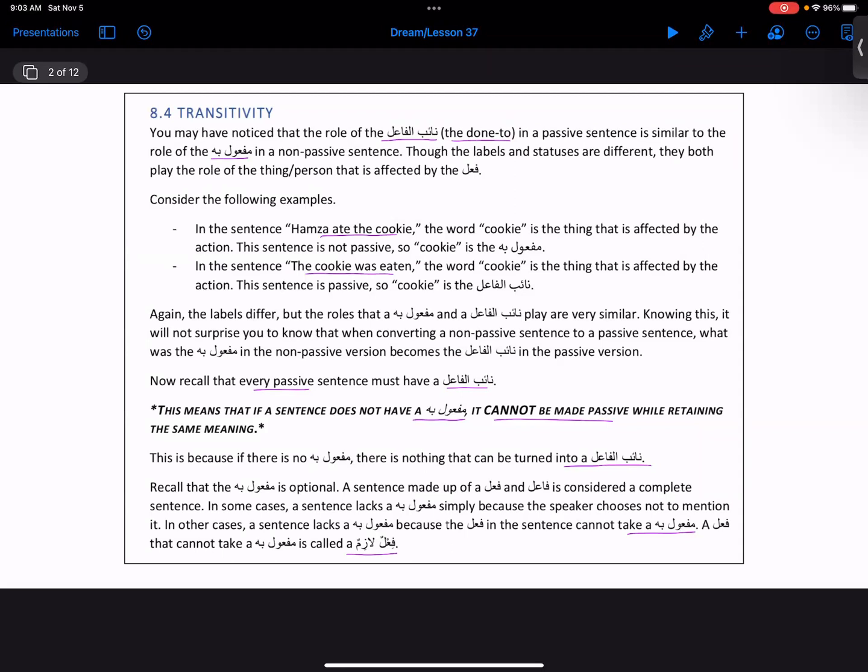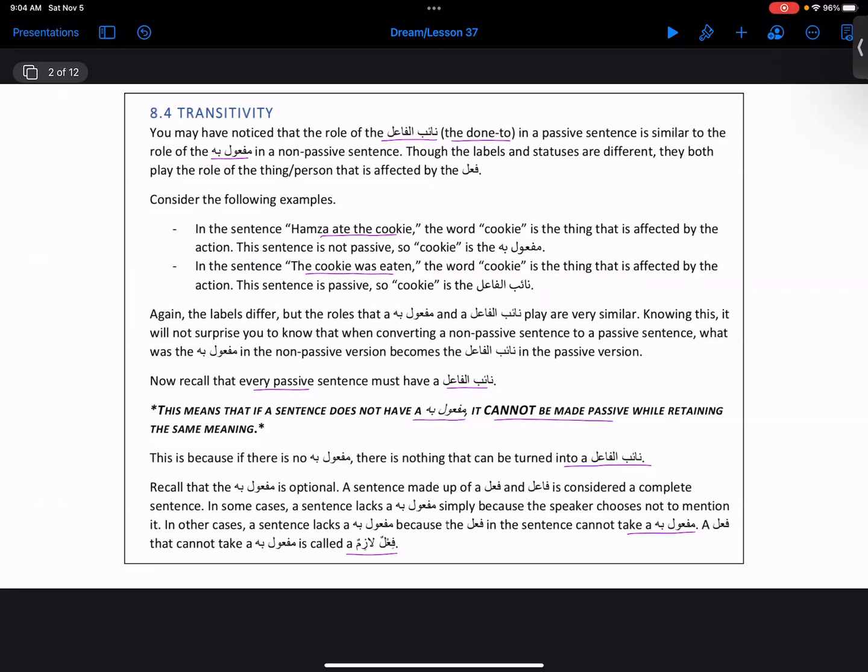You may have noticed the role of naib fail, we know what is naib fail, right? So whenever we have a passive sentence, we do not have a doer, rather we have a naib fail, and this naib fail can be inside the fail or outside the fail, right? For example, when I say Nasara, he helped, right? So now he is the doer. But when I say Nusira, he was helped. Now this he is not the doer anymore. Rather, he is the naib fail. Rather, he is the maf'ulun bihi, basically. He is done to. He is the object that received the help, right? So I'm hoping that everyone is clear on that concept.